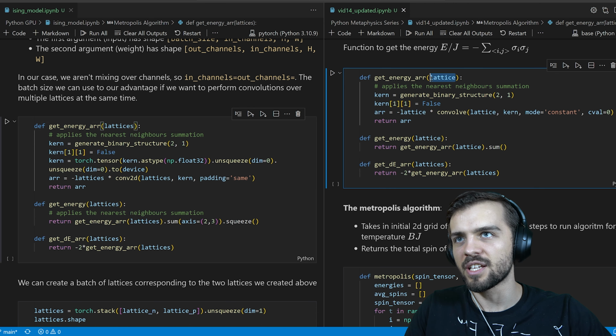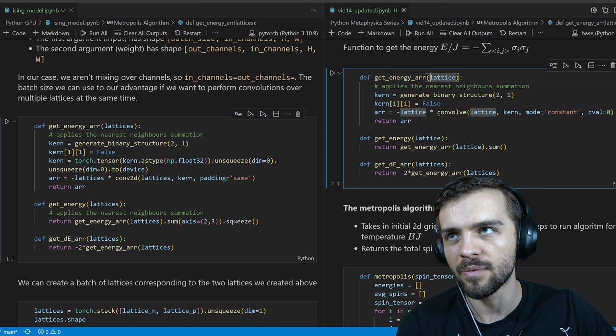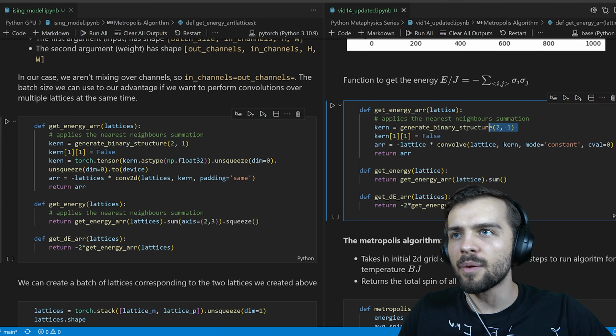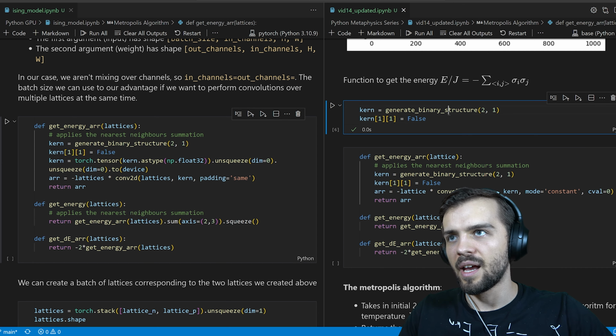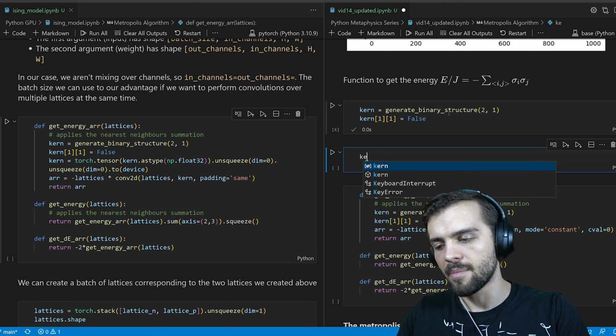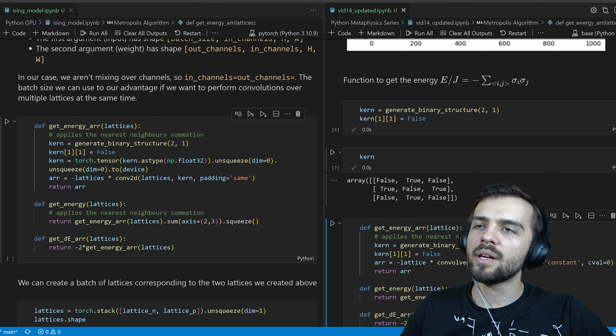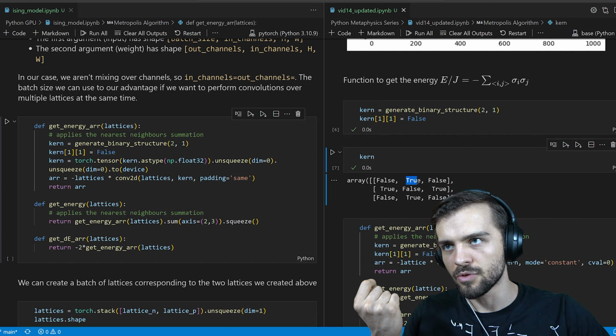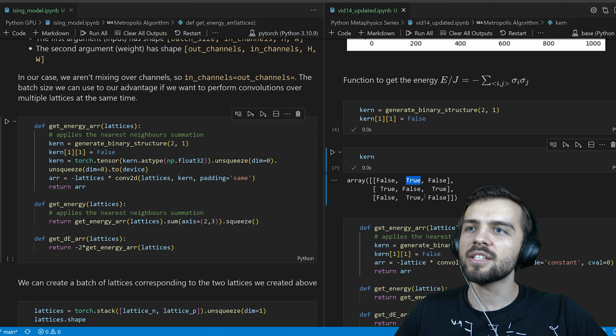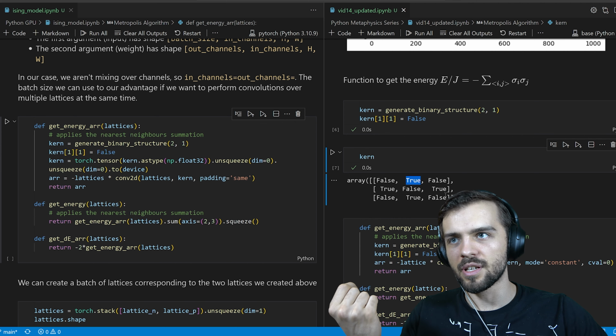And then the NumPy version just takes in a single lattice. So it's easy to go through this one first. By the way, if I run this kernel, this might be the confusing part of this function, and I actually look at this kernel, this is the NumPy version. Basically it's a 2D convolutional kernel. You can think of the falses as being zeros and the trues as being ones. And it basically gives you access to the nearest neighbors of a point.